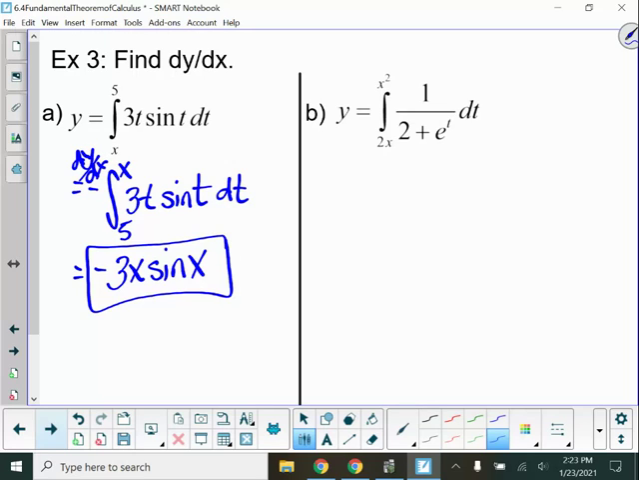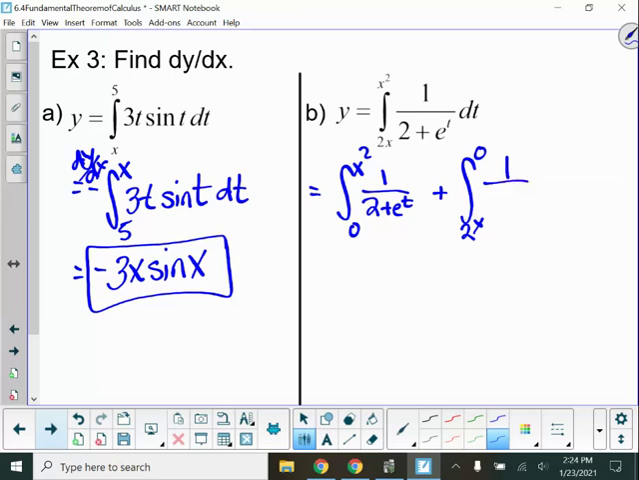Now b, I have a variable in the bottom and a variable in the top, so we have to split this apart. You can pick whatever constant you want. I'm just going to go ahead and pick 0. So this is the same thing as the integral from 0 to x squared of 1 over 2 plus e to the t, plus the integral from 2x to 0, because notice where one ends at the bottom, the other one has to begin, or I guess you could put the 0 first. It doesn't really matter, but it's split apart there.